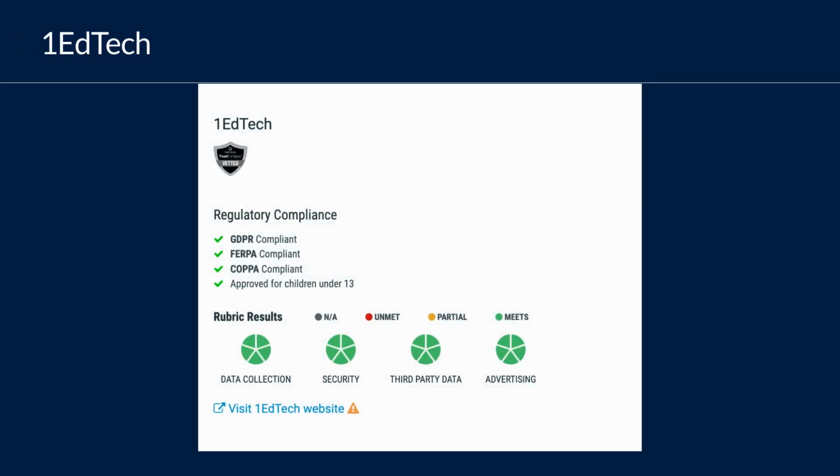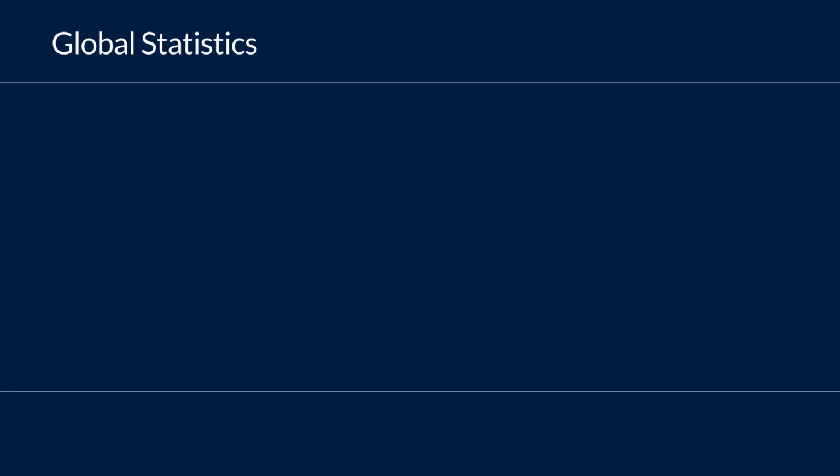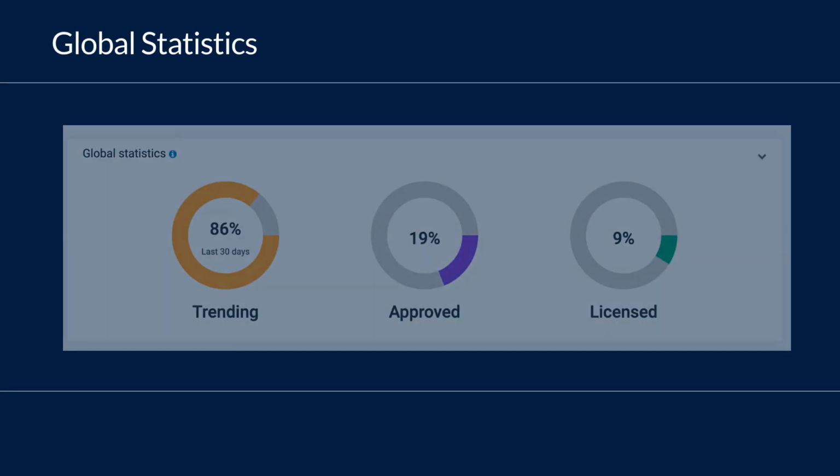Digital Insight also displays rubric scores from OneEdTech's Trusted Apps Vetting System. This covers compliance with FERPA, COPPA, and GDPR, as well as scores relating to data collection, security, third-party sharing, and advertising.